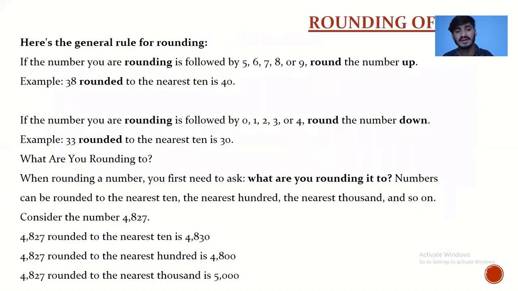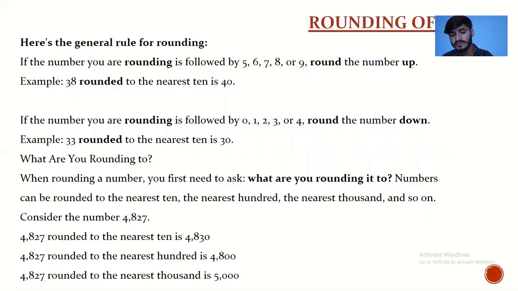Here's the general rule for rounding off. If the number you are rounding is followed by 5, 6, 7, 8, or 9, round the number up. Example: 38 rounded to the nearest 10 is 40. If the number you are rounding is followed by 0, 1, 2, 3, or 4, round the number down. Example: 33 rounded to the nearest 10 is 30.